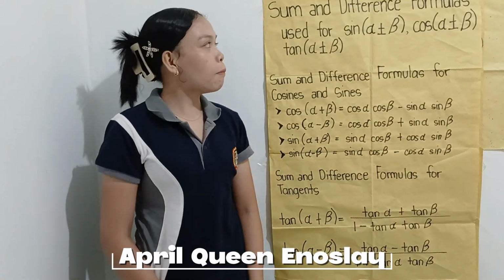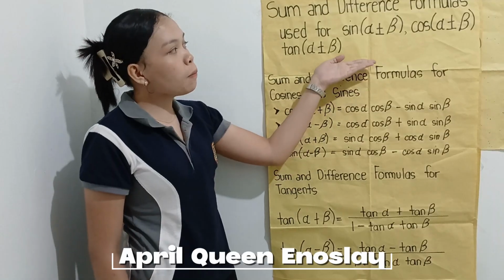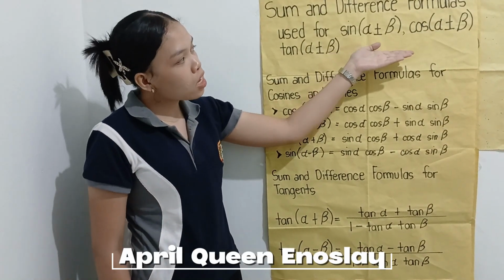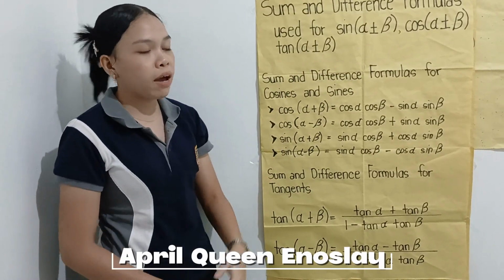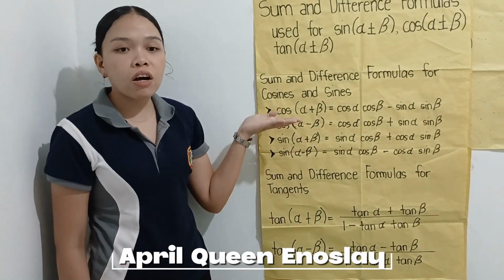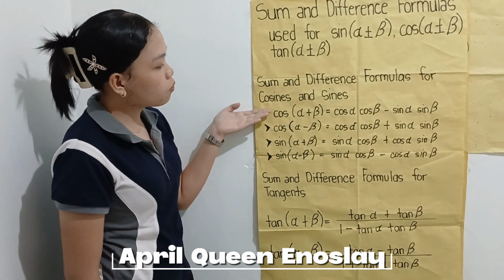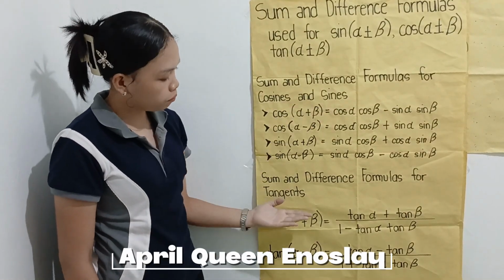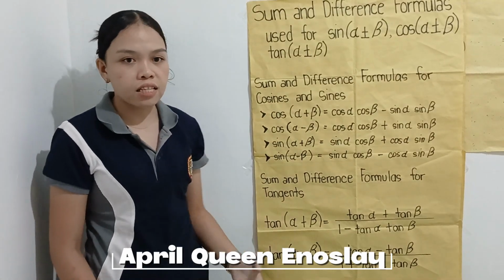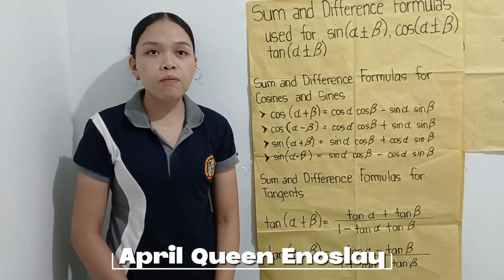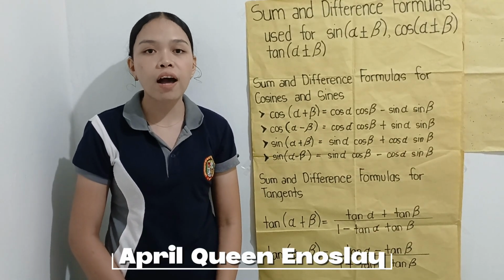Now let's discuss the sum and difference formulas. These are used for sine of alpha plus or minus beta, cosine of alpha plus or minus beta, and tangent of alpha plus or minus beta. So these are the sum and difference formulas. First is the sum and difference formulas for cosines and sines. Next is the sum and difference formulas for tangents. These formulas help evaluate trigonometric functions involving sum or difference of angles.